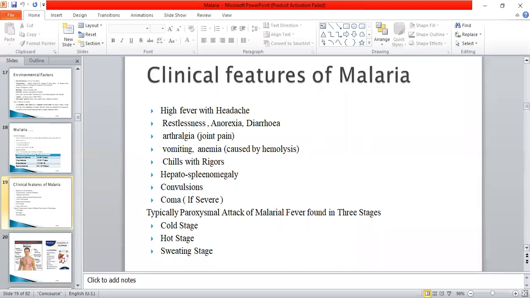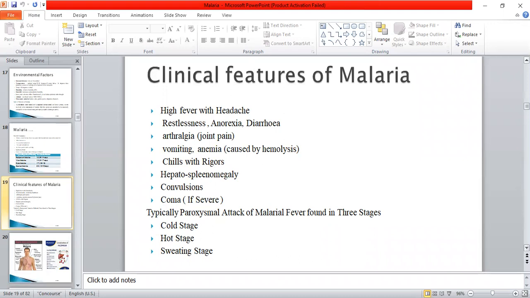Cold stage: the onset is with lassitude, headache, nausea, and a chilly sensation, followed within an hour by a rapid rise of temperature to 39 to 41 degrees centigrade. Headache in the cold stage is often severe and commonly there is vomiting. In the early part of the stage, the skin feels cold, later it becomes hot. Parasites are usually demonstrable in the blood. The pulse is rapid and may be weak. This stage lasts for 1 hour.